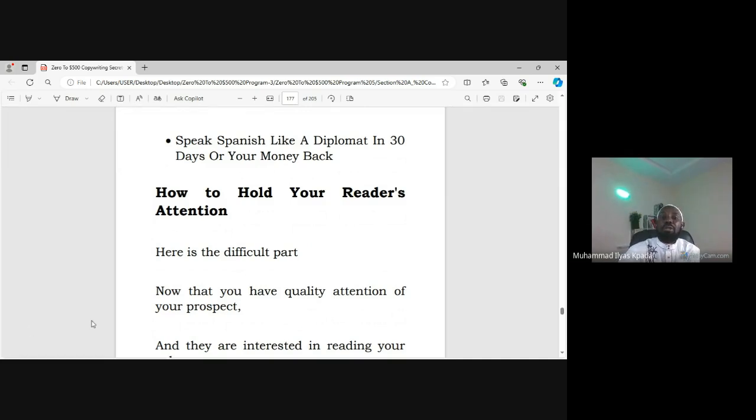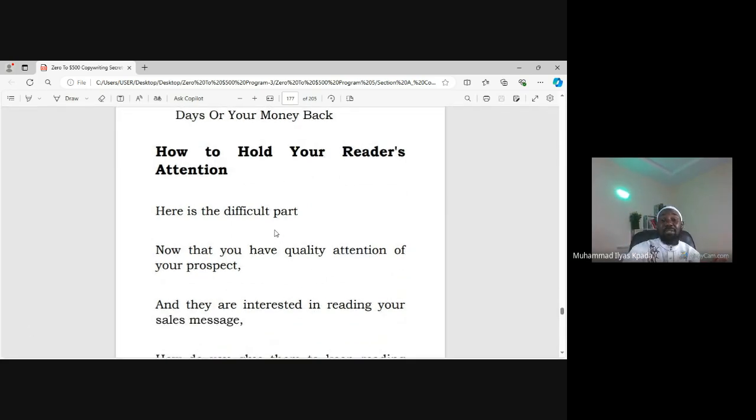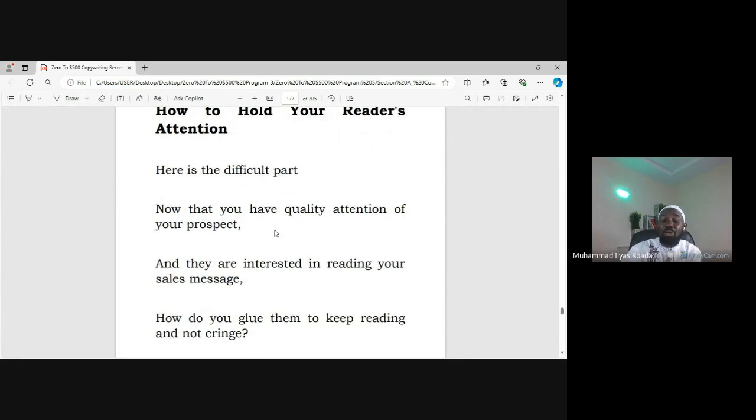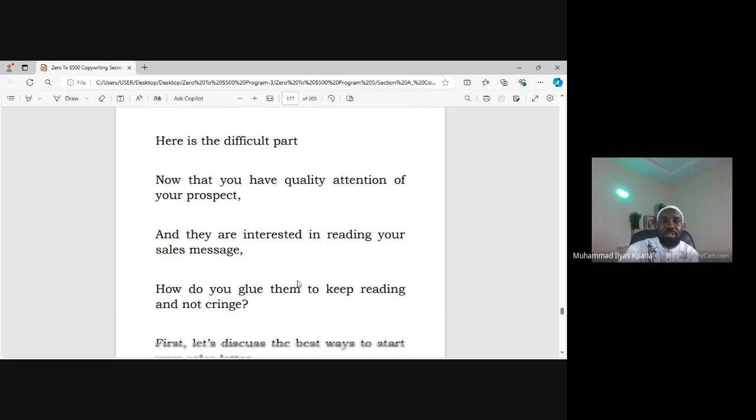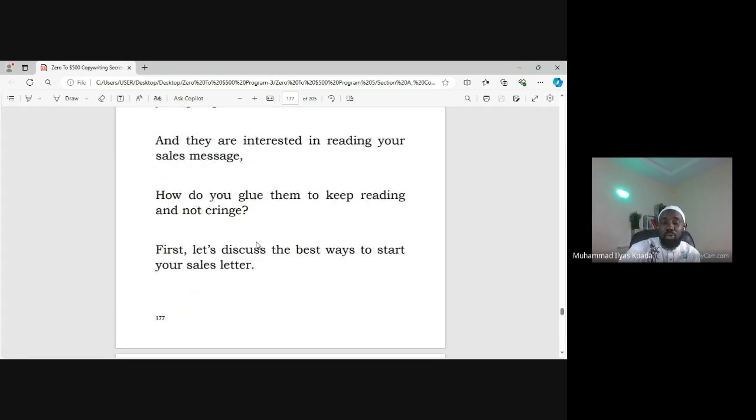Then, how to hold your reader's attention. This is the most difficult part, right? Because you can get quality attention, but for you to hold that attention, for the person to keep reading, is the most difficult part, right? Yeah, the most difficult part. Now that you have gotten the attention of the prospect and they are interested in reading your message, how do you even hold them to keep reading so that they will not cringe?